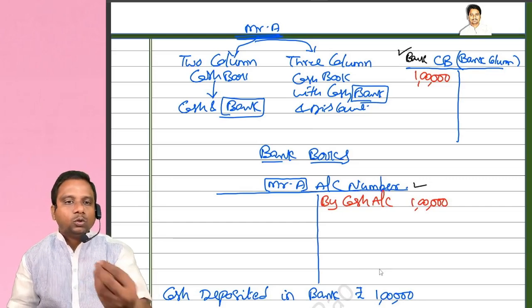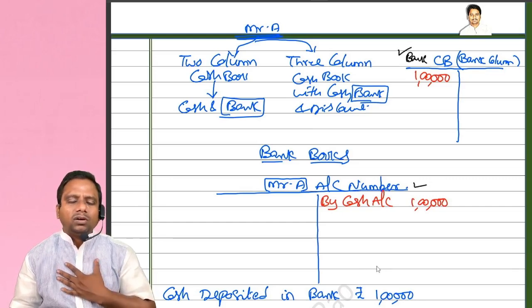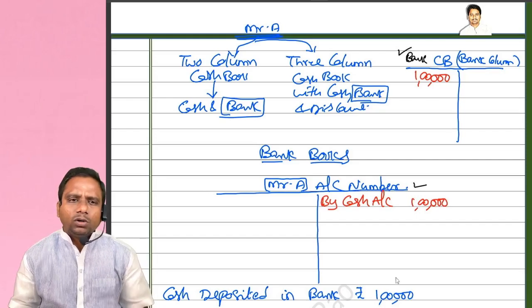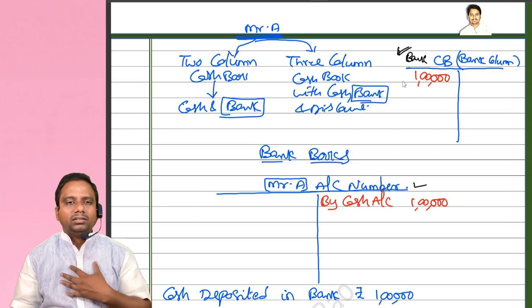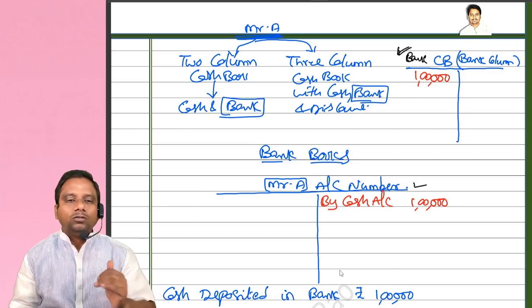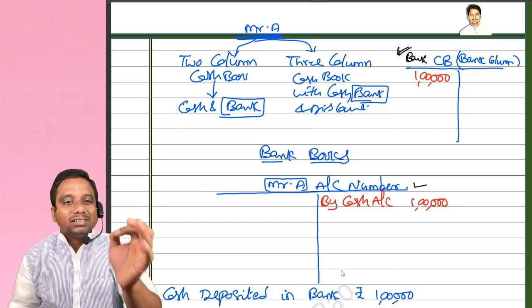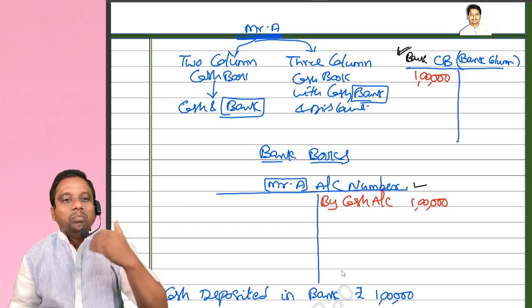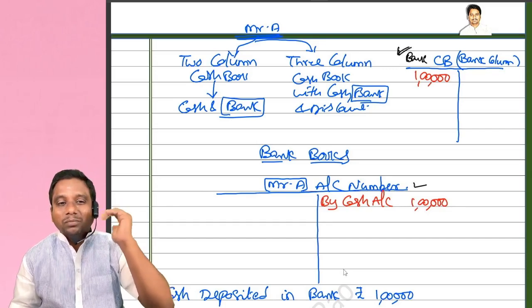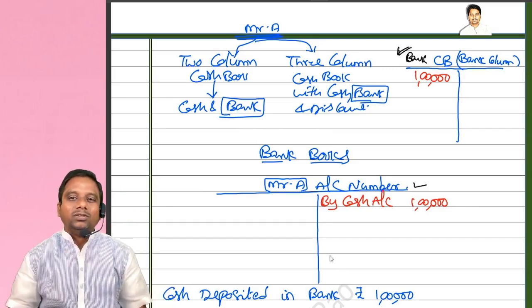See, suppose I have sold goods to you. From my point of view, it is sales. From your point of view, it is purchases. And when I am depositing money in the bank, cash is going out from my organization and cash is coming into your bank. So how do we record the entry? Bank account debit. Who is the receiver? Bank. Bank account debit to cash account.